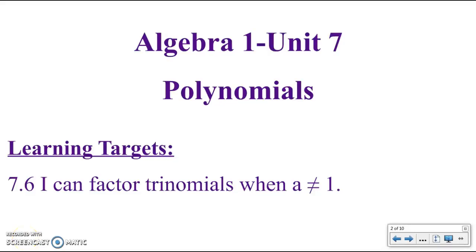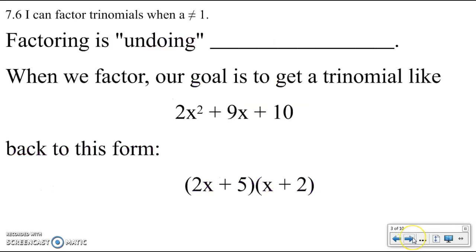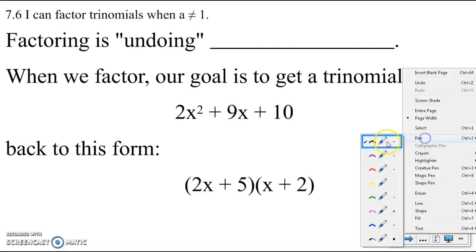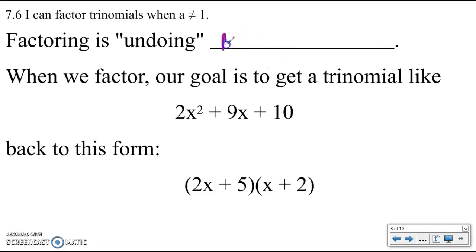Today we're going to continue talking about how to factor trinomials, but this time we're going to talk about how to factor when a is not equal to 1, or when there's a leading coefficient. Just to review, when we are factoring, we are trying to undo some multiplication. Okay, so again, our goal is to change a trinomial into a product of two binomials.